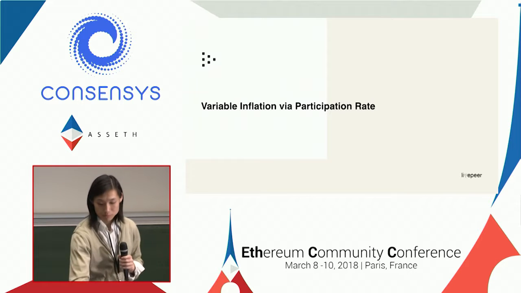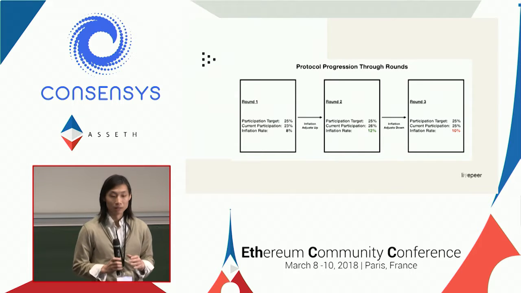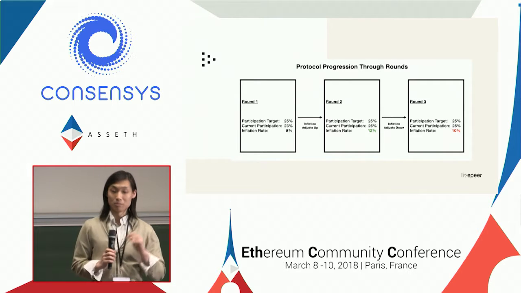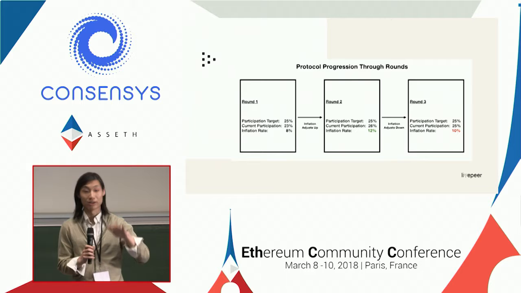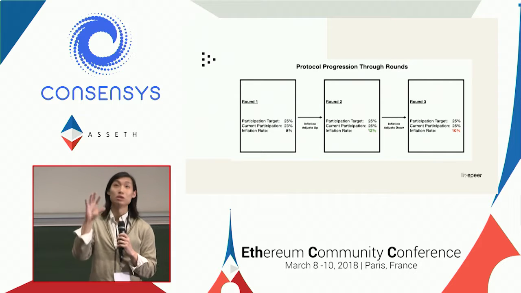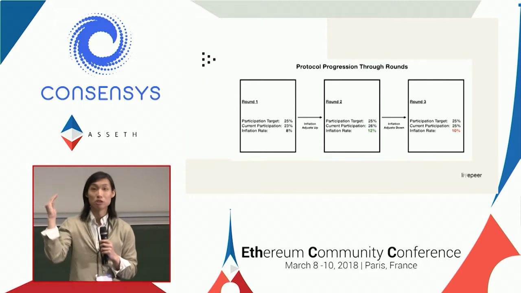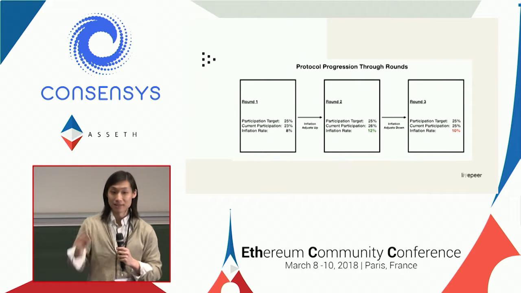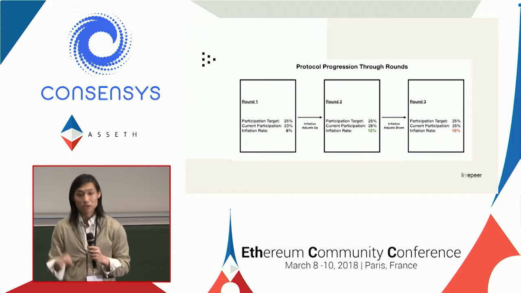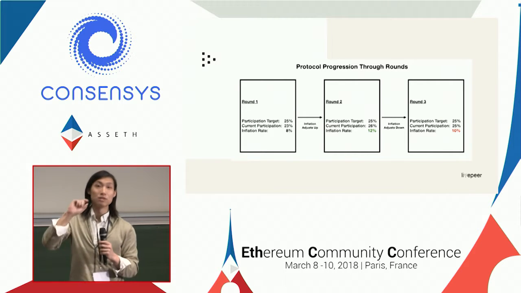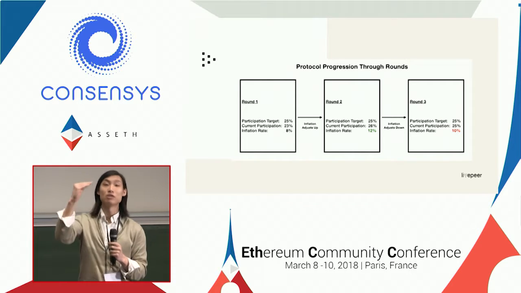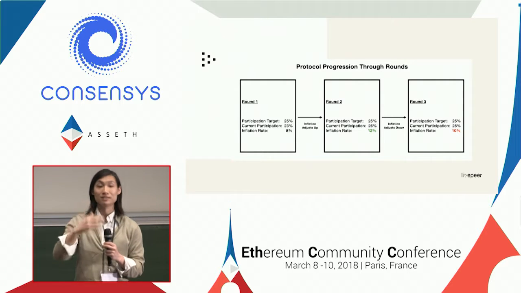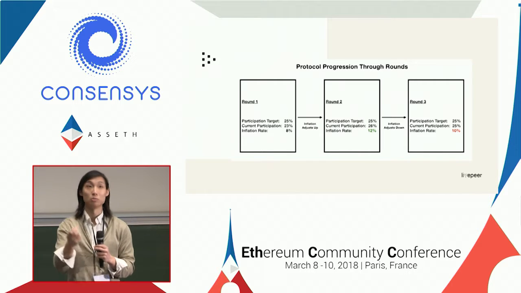So let me give you an example. Say the current inflation rate is at 8%. And maybe our target participation rate is at 25%, which means we want 25% of all the token to be bonded, to be participating in the protocol. And let's say we're currently at 23%. So what happens in the next round is the protocol automatically increases the inflation so that it incentivizes more token holders to participate.